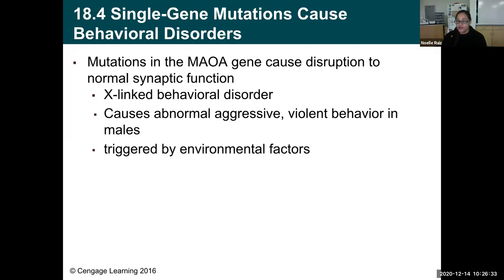However, it is triggered by environmental factors. So if the right environmental factors aren't there, this disorder won't be triggered. But between the gene and the environmental factors, if the conditions are just right, this disorder could be triggered and cause the male with this specific mutation in the gene to become abnormally aggressive or violent.